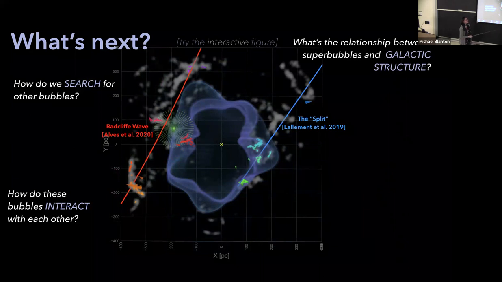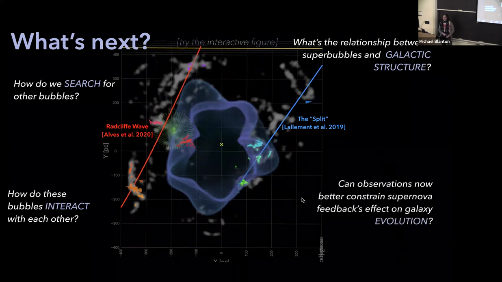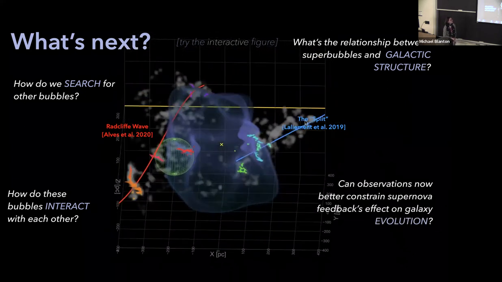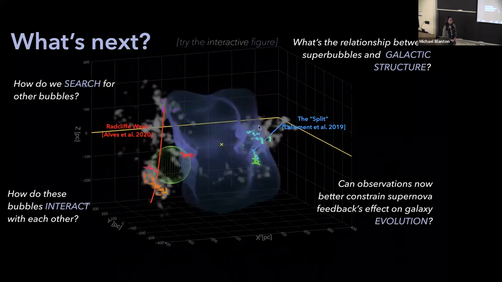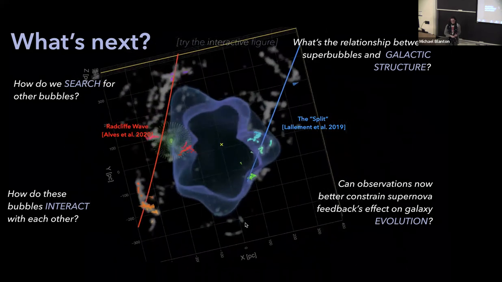We think that the local bubble is interacting with a larger scale spiral structure in the galaxy, and actually there's existing gas there that we're carving and expanding into, creating arc-like morphologies and larger scale structures. So we have to understand the relationship between these bubbles on intermediate scales and what's happening in galaxies on very large scales. And then, as I alluded to before, can observations now constrain supernova feedback's effect on galaxy evolution, both in the Milky Way at large and across cosmic time?